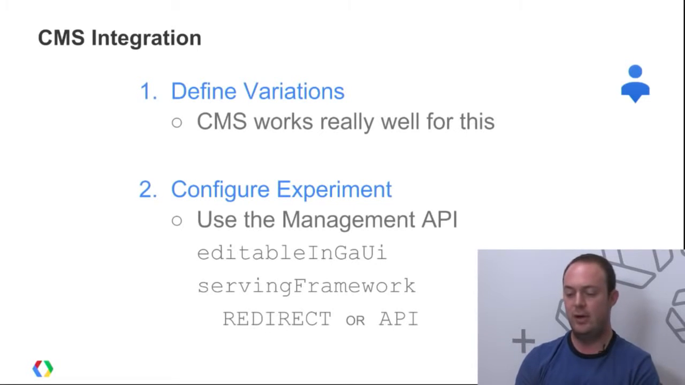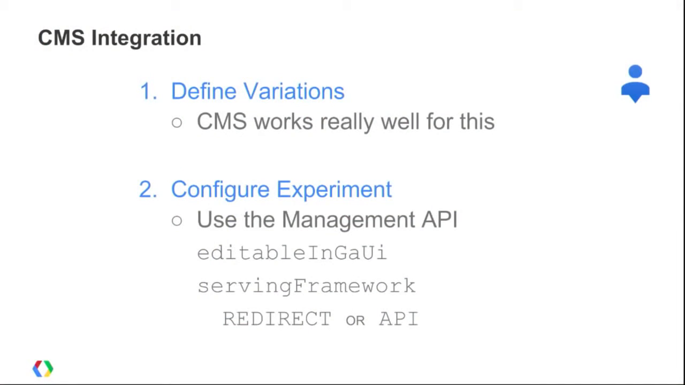And there are a few things that you want to do here. This is what people usually ask me about. When you create the experiment using the management API, there's a property, or argument, that you can set called editable in GA/UI. If you set this to false, it will prevent the user from going into GA and changing that configuration for that experiment. You might want this because you're going to manage it all through the CMS, and you want to disable that functionality so that they don't go in and stop the experiment early or make changes, because you've set this up through the API. That prevents any changes in the UI from happening.